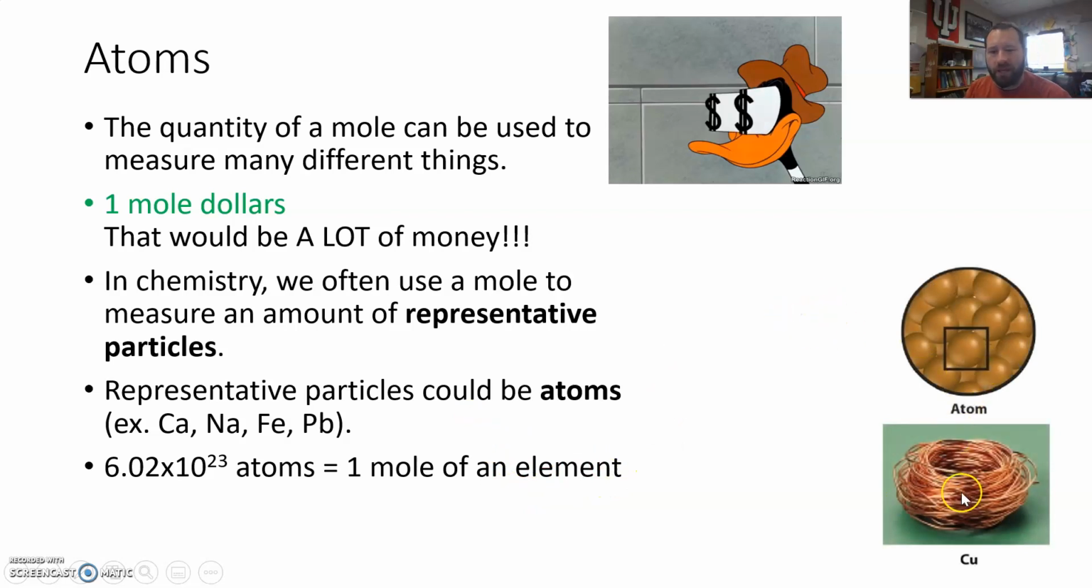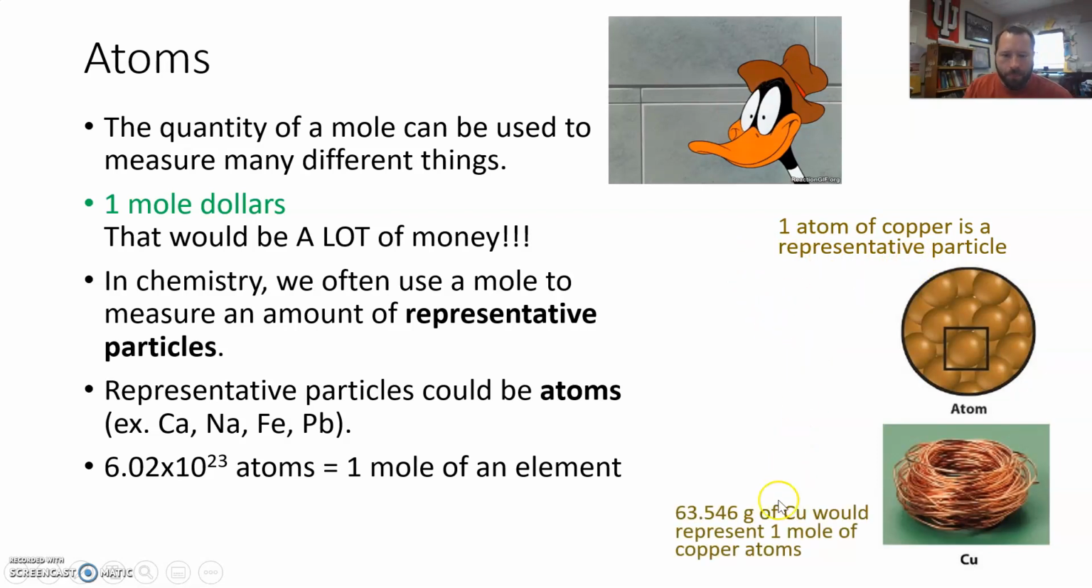So here's an example. This is what copper wire looks like. If you could get all the way down to the atomic level, it might look like these little spherical balls here, with that copper color. Those are individual atoms. So 1 atom of copper is the representative particle of copper. If you happen to have 63.546 grams of copper, you would have 1 mole of copper atoms. You would have 6.02 times 10 to the 23rd atoms of copper. How do I know that mass? Well, it's on the periodic table. That's the molar mass on the periodic table.